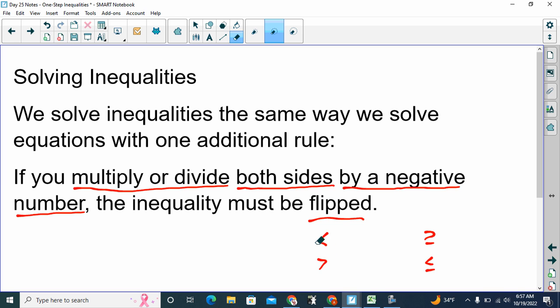So again, we solve inequalities exactly the same way we solve equations. There's just one more rule we need to keep track of. That one additional rule is if you multiply or divide both sides by a negative number, the inequality must be flipped. So just one more thing we need to keep track of. That's good news if you have done well with solving equations. All of the steps, everything's going to be the same. We just need to remember this one additional rule.